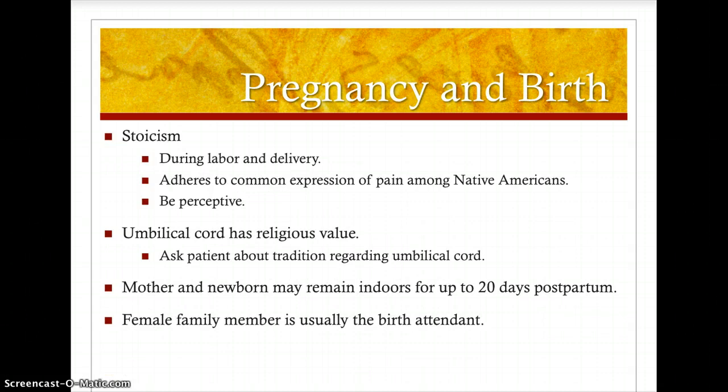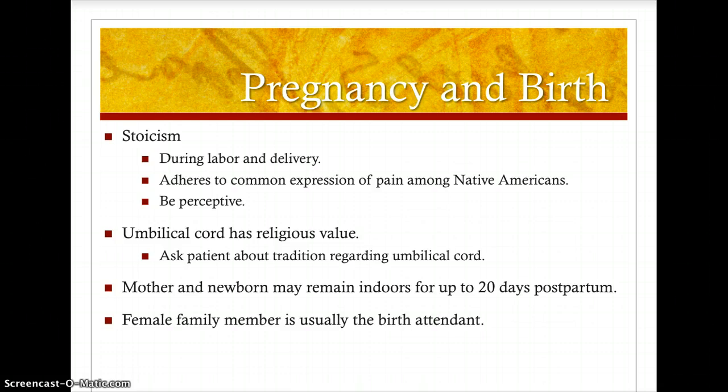Pregnancy and birth. Stoicism is highly encouraged during labor and delivery, so do not be alarmed if the patient seems quiet and reserved. Many Native American women will have a female birth attendant present during labor and delivery, and this is usually a family member or a close friend.